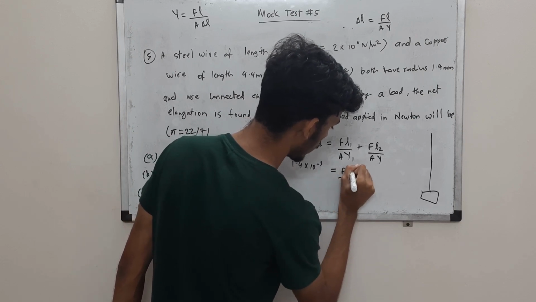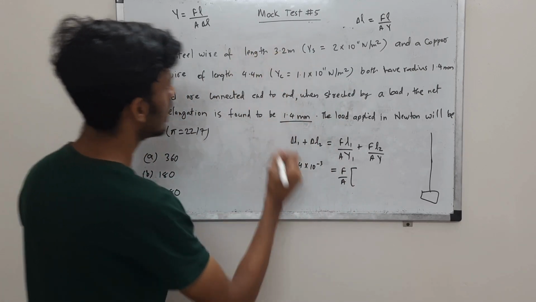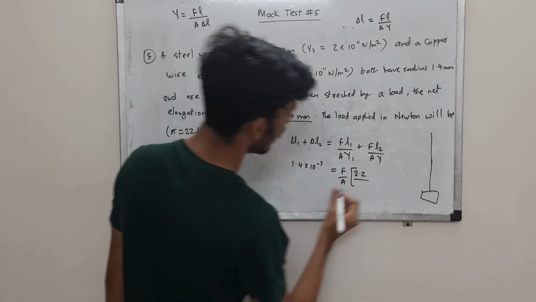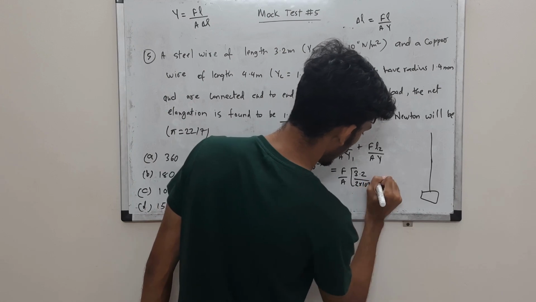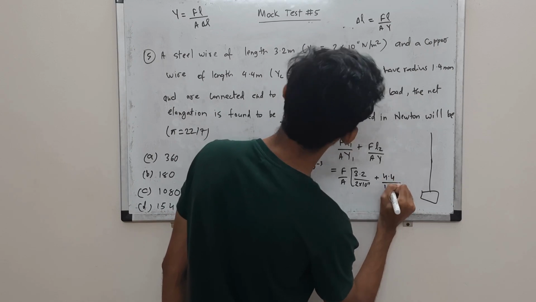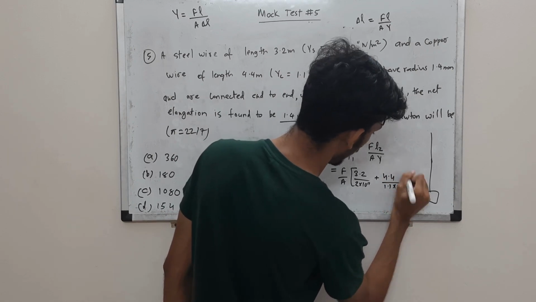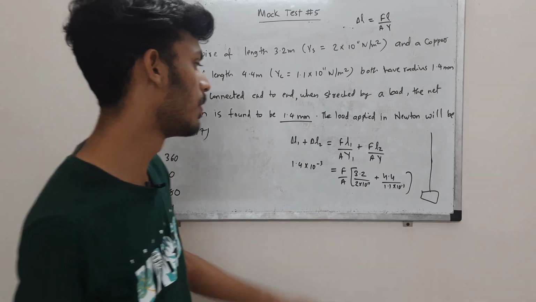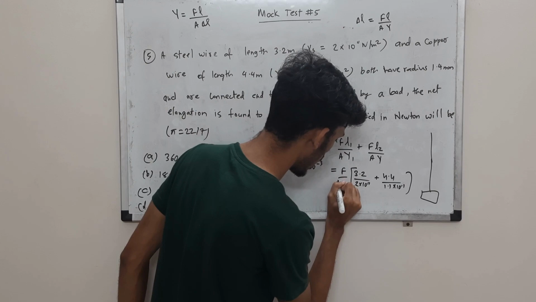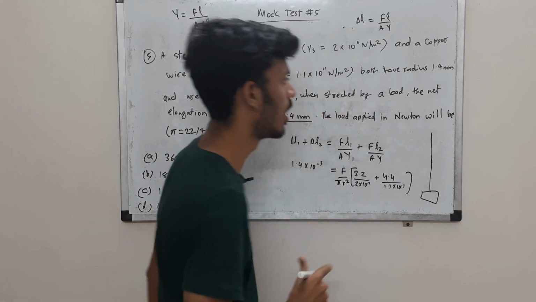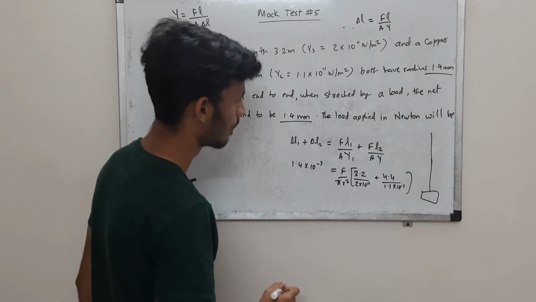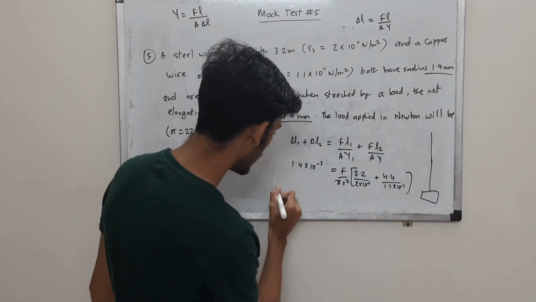F by A can be taken common. L1, the length of the steel wire, 3.2, and the Young's modulus of the steel wire, 2 into 10 to the power 11, plus L2 is 4.4 divided by the Young's modulus, which is 1.1 into 10 to the power 11. Let us simplify this, and simplifying this you will get the answer for F. Area you can also write as pi r square. R is given. The radius of the cross section is 1.4 again. So you can take this to the other side.